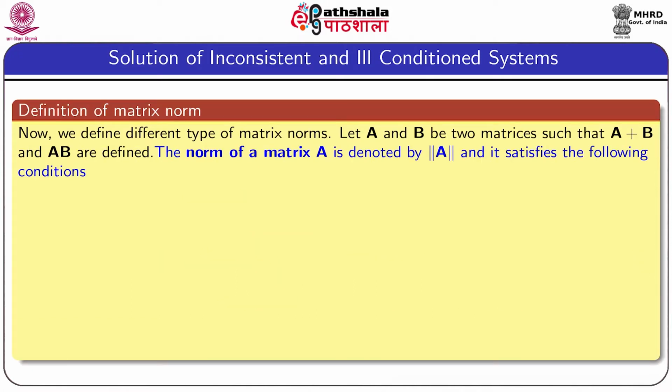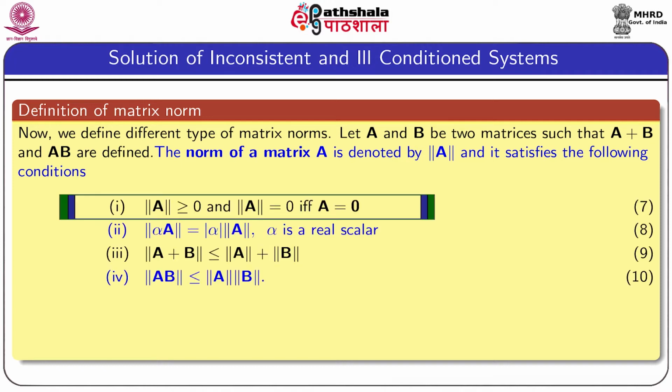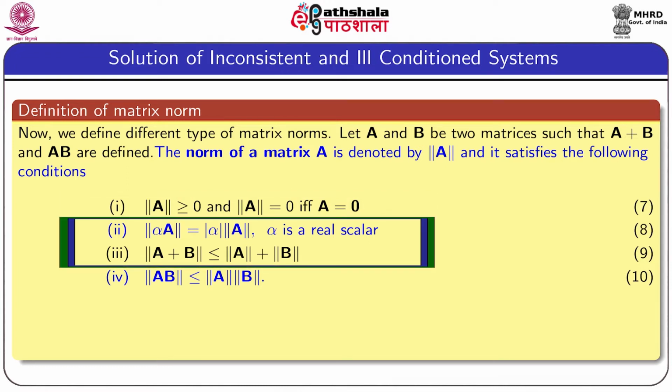Similarly, we can define the matrix norm. Let A and B be two matrices such that A plus B and A into B are defined. The matrix norm is also denoted by double bar A, and it satisfies the following conditions. The first condition is the non-negativity condition, that means the norm of a matrix should be greater than or equal to 0, and if the matrix is the null matrix, then the norm is 0. The second one is the homogeneity condition, where alpha is a scalar number.